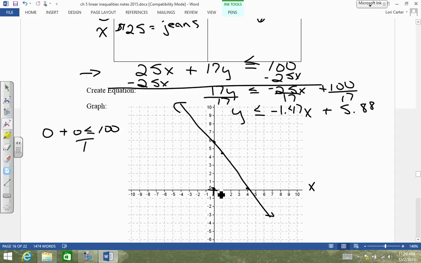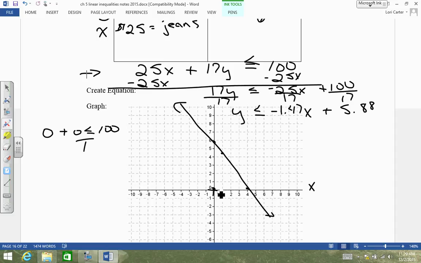For the original equation, it's 25x plus 17y. Could you do 17x plus 25y? Have we already answered that, class? Yes. And what's the answer? Yes.